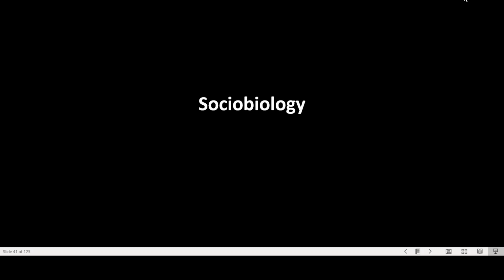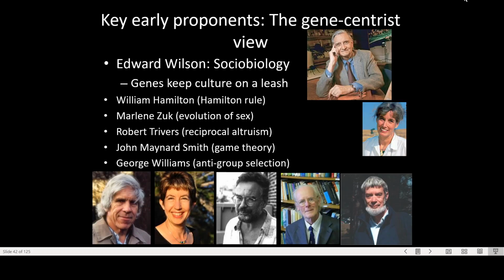So we talked about human behavioral ecology. Right around the same time, a different movement started taking shape. It is called Sociobiology, after a book that Edward Wilson wrote towards the end of the 70s, and it created a huge controversy in the late 70s and 80s.